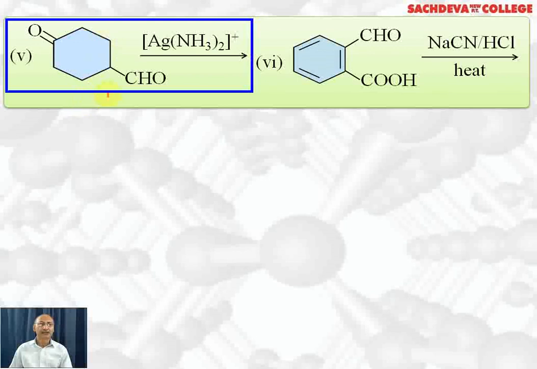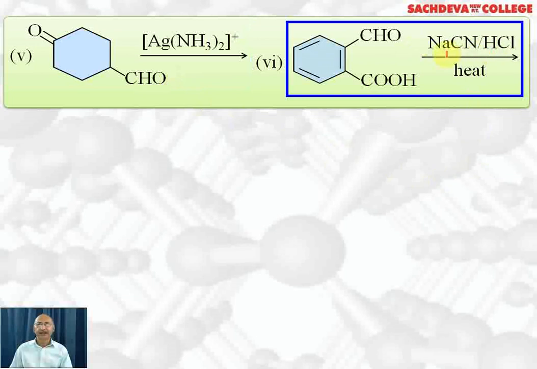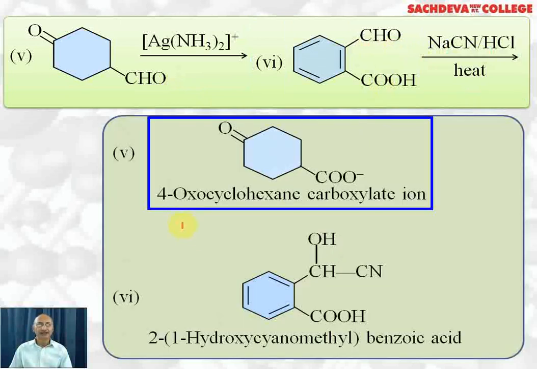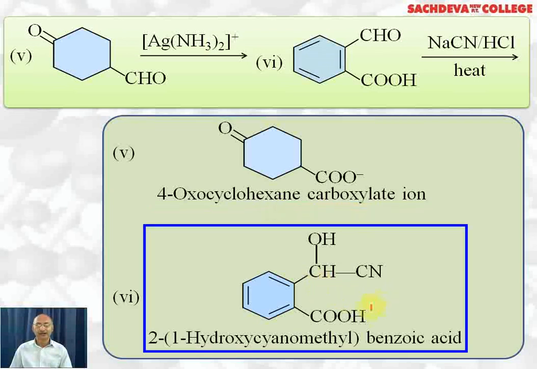This is 4-oxo cyclohexane carbaldehyde which is reacting with Tollens reagent. This group will be oxidized to carboxylic acid and silver mirror will be formed. With NaCN and HCl, HCN will be formed which will attack carbonyl carbon and form the corresponding cyanohydrin. Here we get 4-oxo cyclohexane carboxylate ion plus silver mirror is formed. Here we have got the cyanohydrin as the product formed.